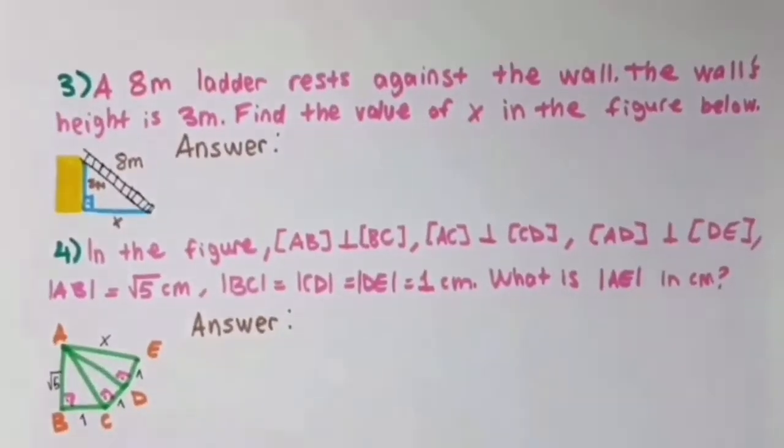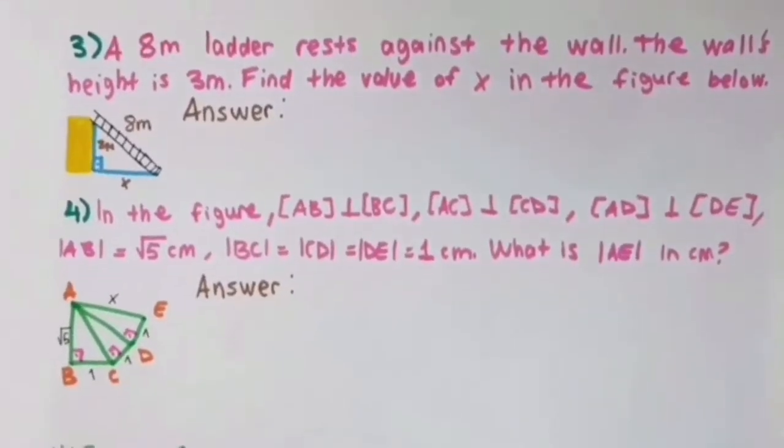An 8-meter ladder rests against the wall. The wall's height is 3 meters. Find the value of x in the figure below.